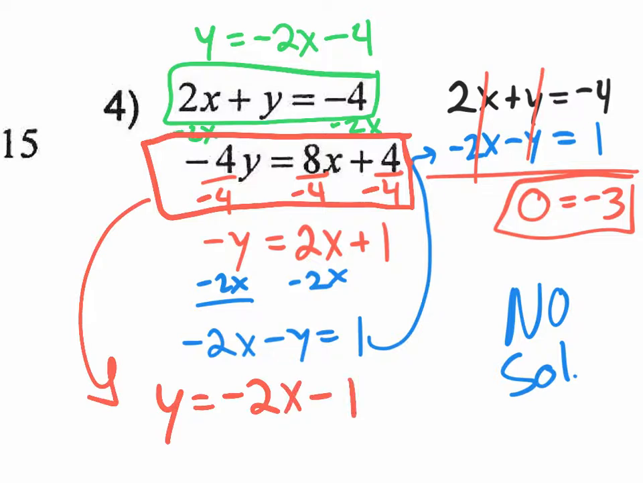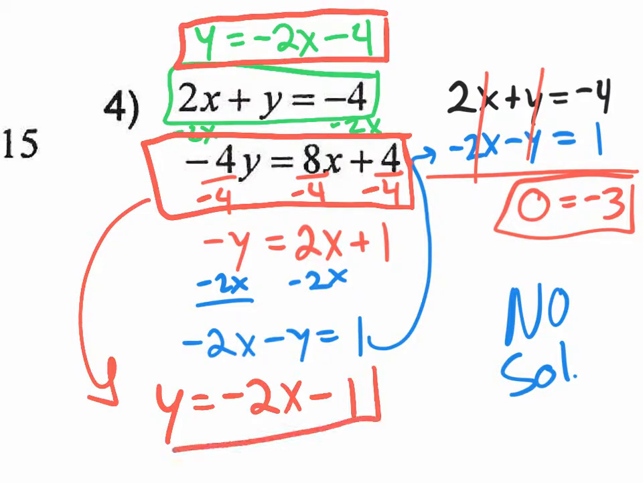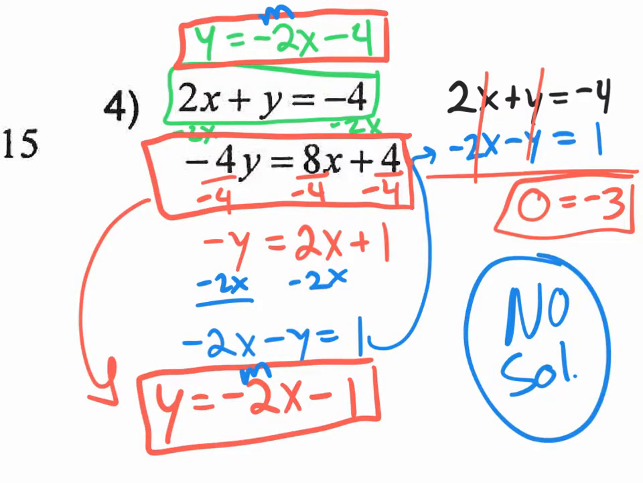So what we have now in slope-intercept form is y equals -2x minus 4 compared to y equals -2x minus 1. You know that they have the same exact slope, which means that they're parallel, which means that they would not intersect, which means no solution. So I'm just showing you all these different ways that you could solve these systems.